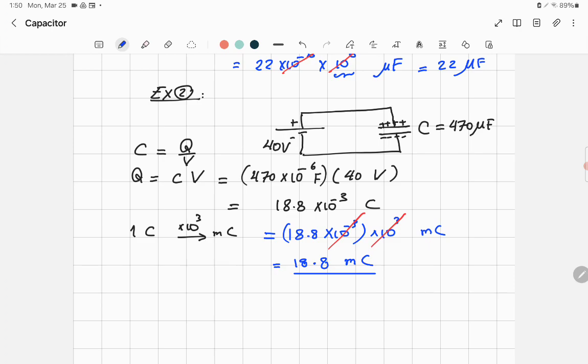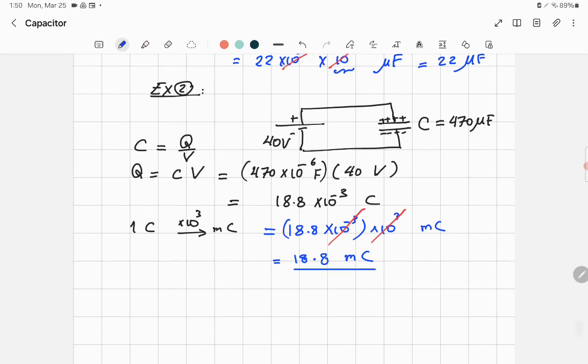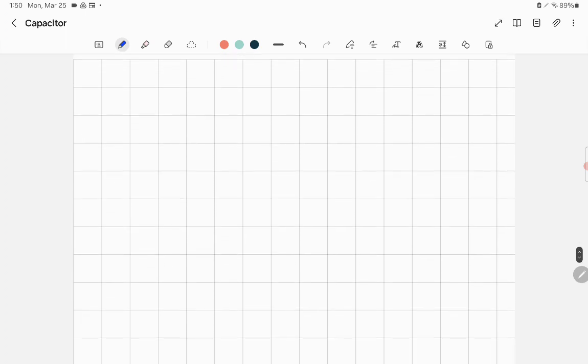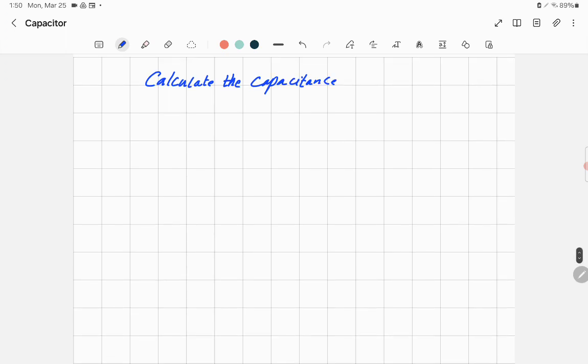So let's move to something important: how can you find the capacitance, how to calculate the capacitance using the dimension of the capacitor. You have a capacitor and you want to use the geometry, the dimension, the length, the area, things like this.